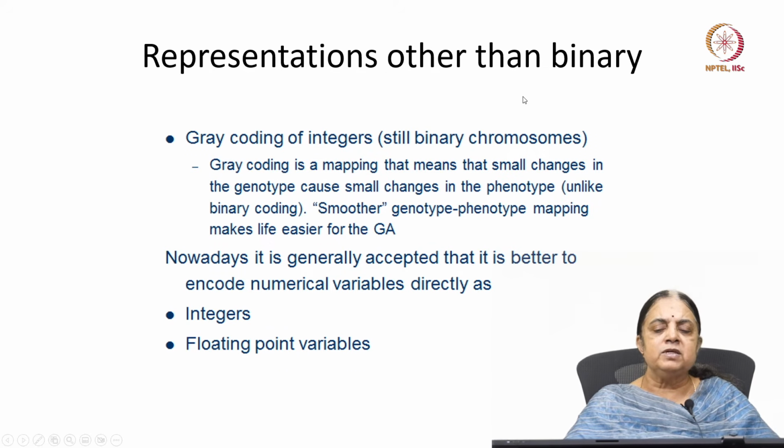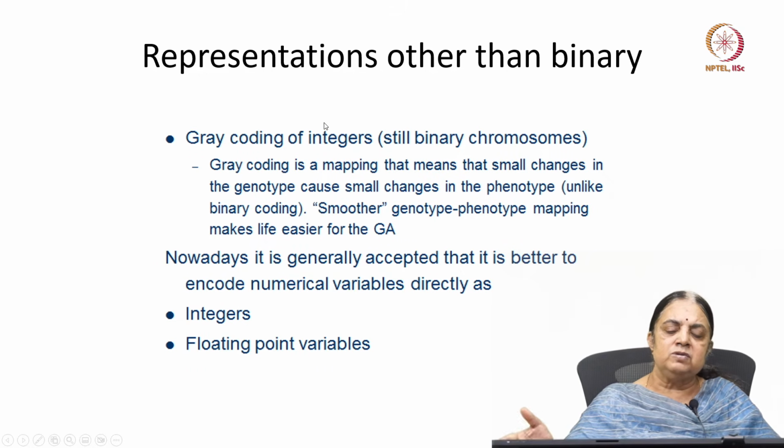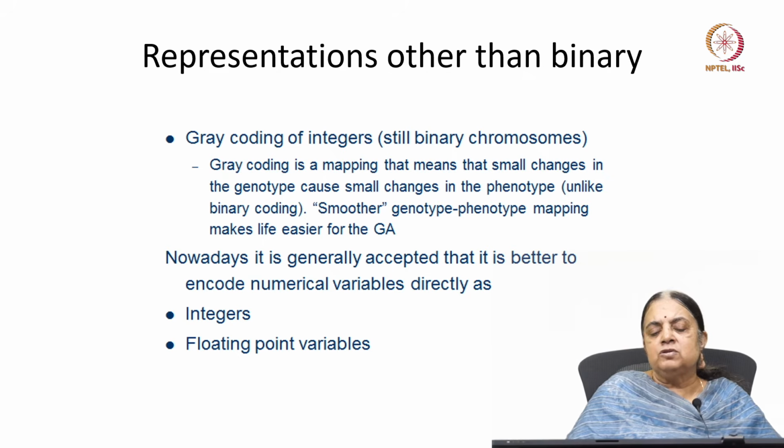Let us look at other representations than the binary. One more representation you can have is that instead of using only zeros and ones, you can use integers. It's something like using gray coding. So instead of 0 and 1, other integers are also possible, and you can use the same crossover and mutation there. You can also use floating point variables, and you can use crossover and mutation on those as well. All these things are definitely possible in the representation.